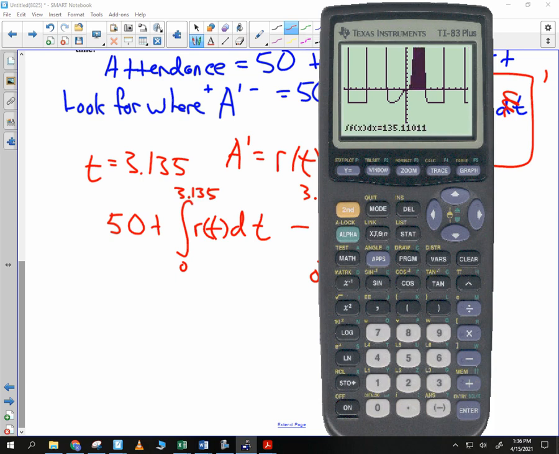Is that my answer? No. Add 50 to it. I make that mistake. I go through the whole problem, I get it right, and I forget to add 50. I get a point wrong. I get so mad when I do that.